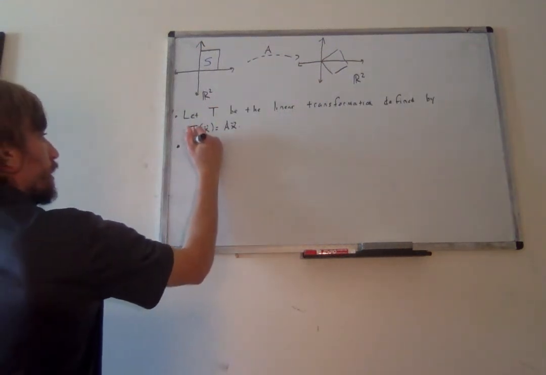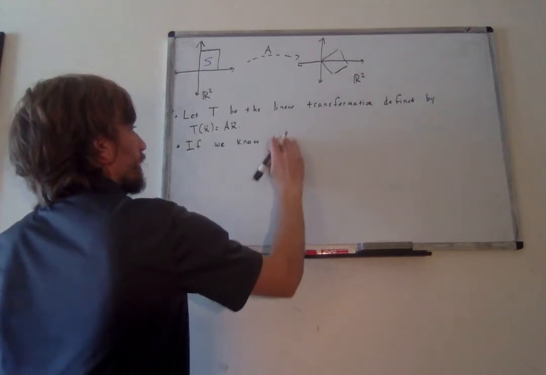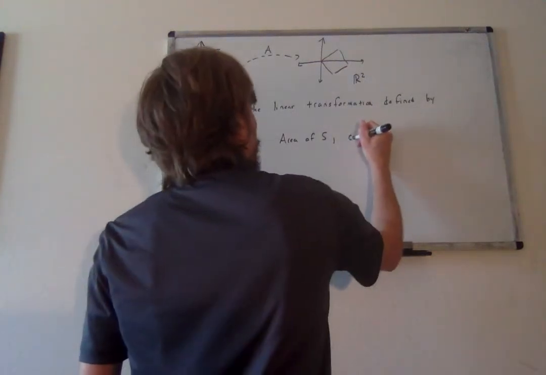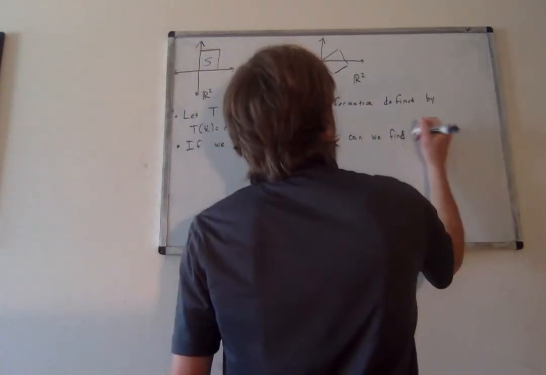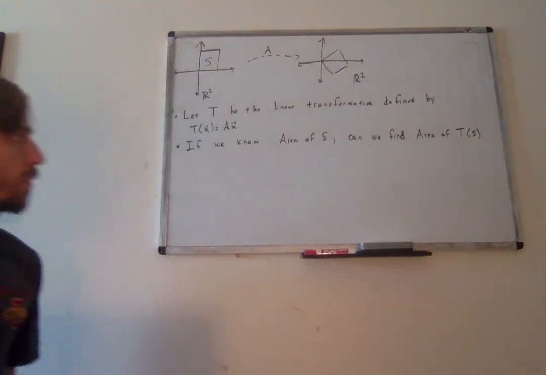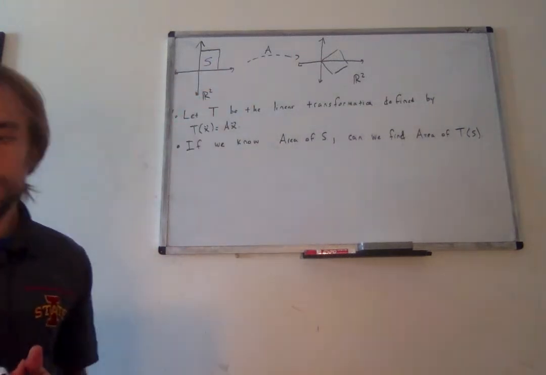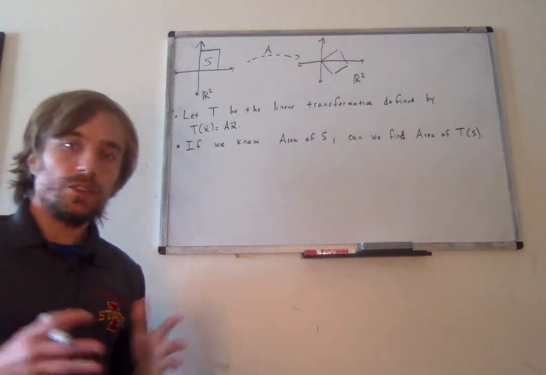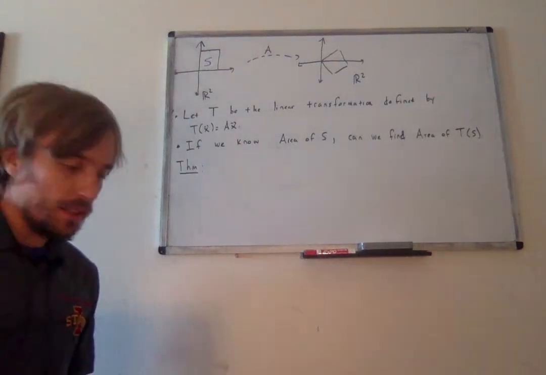So this is just the linear transformation corresponding to this matrix A. And so the question is, if we know the volume, or I guess in this case, the area, can we find the area of T of S? So we know how to find the area of S now, right? This is just the determinant of the corresponding matrix to S. But can we find the area of its image under this linear transformation? And the answer is yes. And this is, I think, just such a cool application.